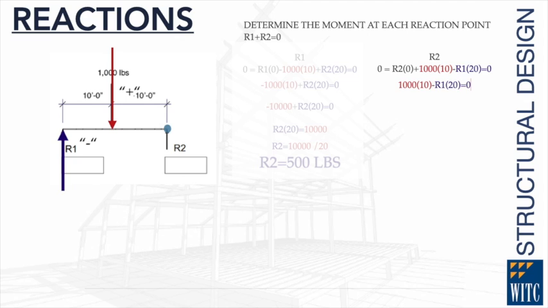I'm going to clear up that R2 times 0, and I'll multiply the 1,000 times 10. So I come up to 10,000 minus R1 times 20 equals 0. I'm going to add R1 times 20 to each side, which ends up being R1 times 20 equals 10,000. Divide that by 20, and R1 equals 500. So my R1 is 500 pounds, my R2 is 500 pounds. And that is because this weight is exactly centered on that beam.